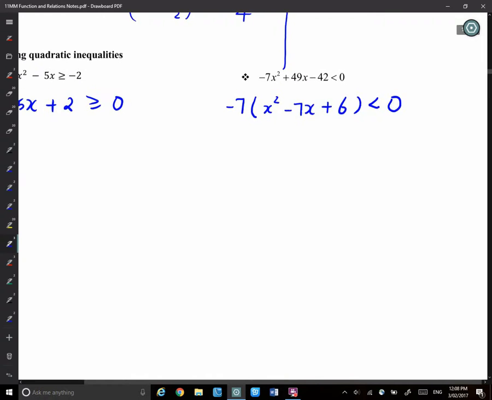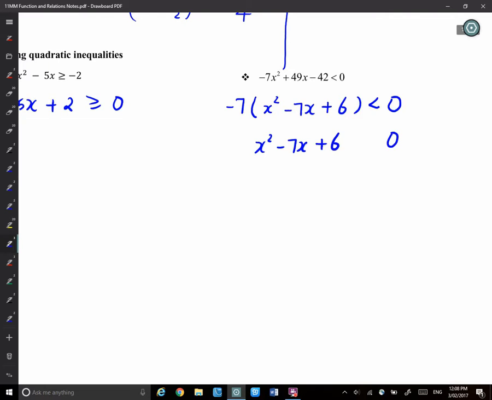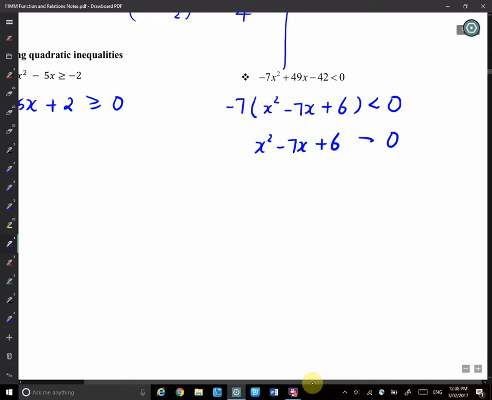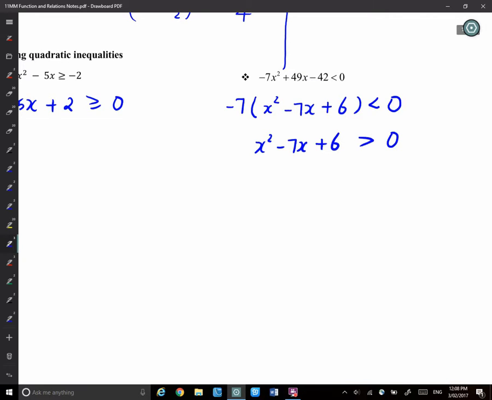Okay, can I divide by negative 7 here? Yep, I can divide by negative 7. So x squared minus 7x plus 6. Okay, what's the sign here? Greater, right? I need to flip the sign because I divide by a negative number.